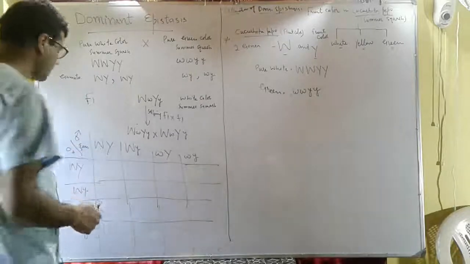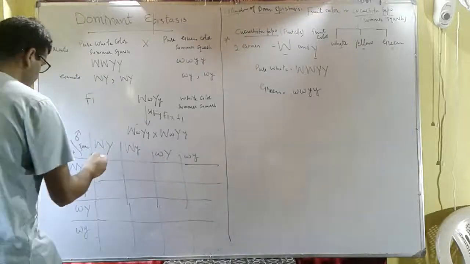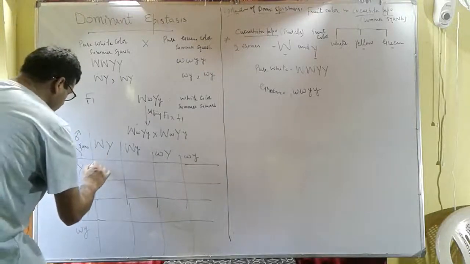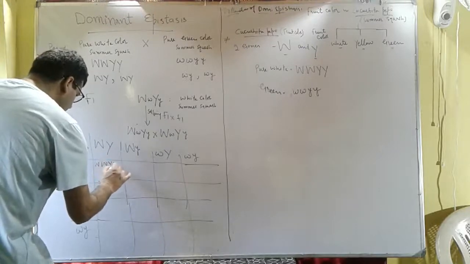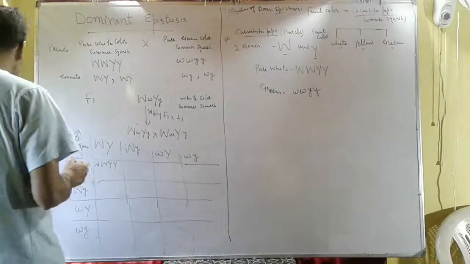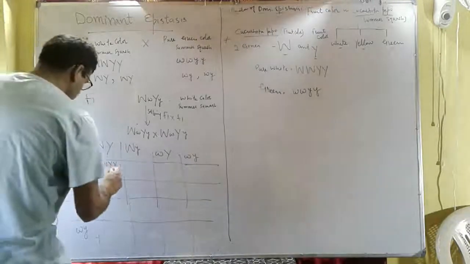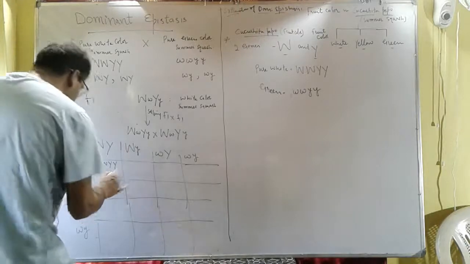So then we'll make a cross. There is the fusion or fertilization of these gametes. These are male gametes, female gametes. So we'll get W, W, W, Y, Y. This is white color summer squash.